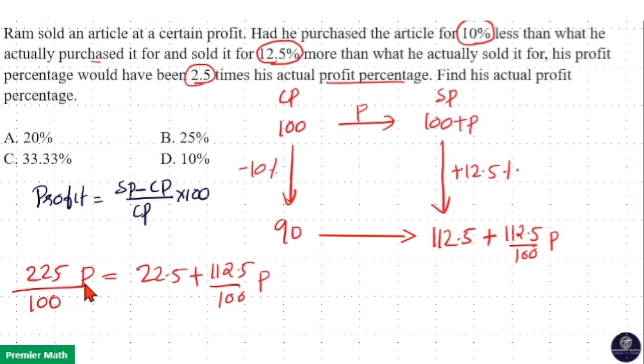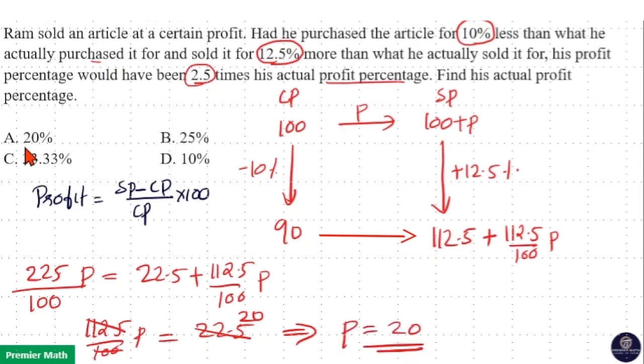225 percent P minus 112.5 percent P is equal to 112.5 percent P, which is equal to 22.5. This means that if I multiply this 22.5 by 100, this goes 20 times. So P is equal to 20. So option A is your answer.